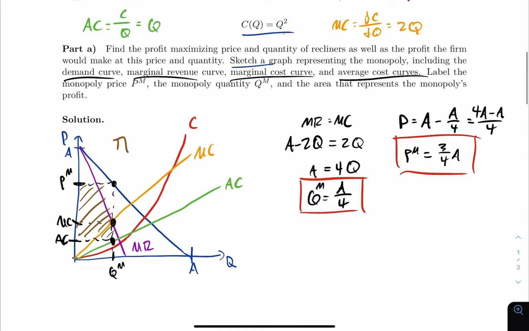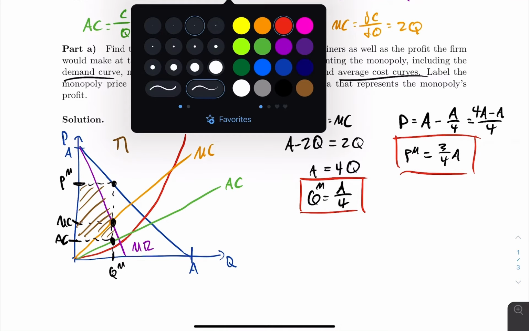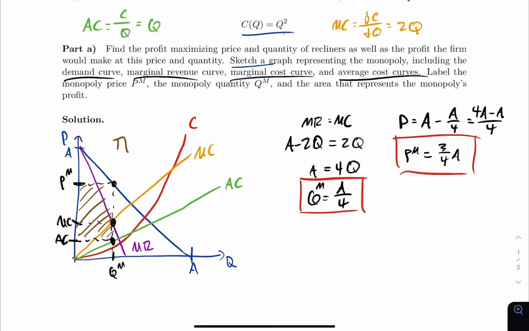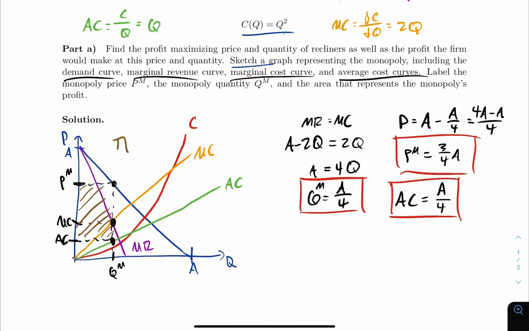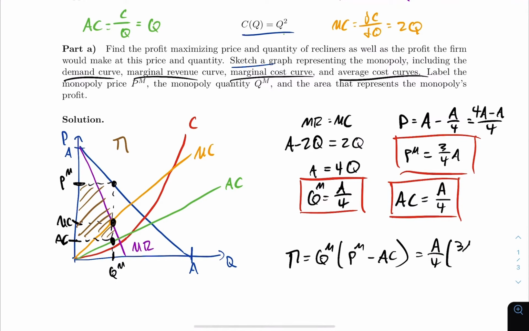And then we're asked to find the profit. So to do this, we need to find average cost. So average cost is just equal to quantity. So we have A over 4. So our profit equation is just quantity M times PM minus AC, which comes out to be A over 4 times 3A over 4 minus A over 4.